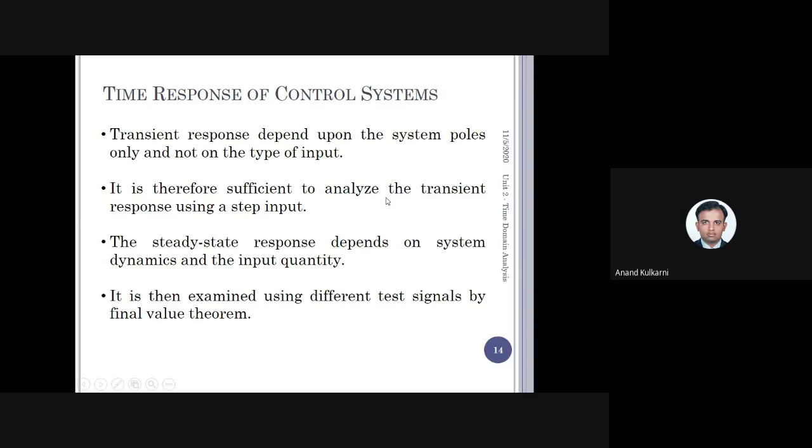Transient response depends upon the system poles and not only on the type of input. Therefore, transient response is sufficiently analyzed using step input, while steady state response depends on the system dynamics and input qualities. This has to be examined by using different test signals.